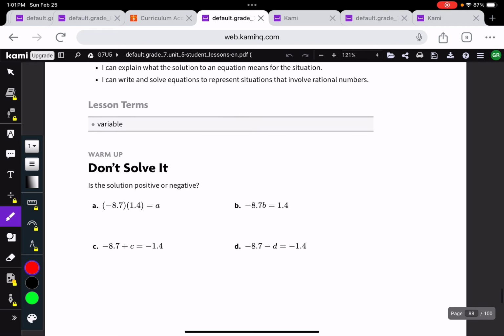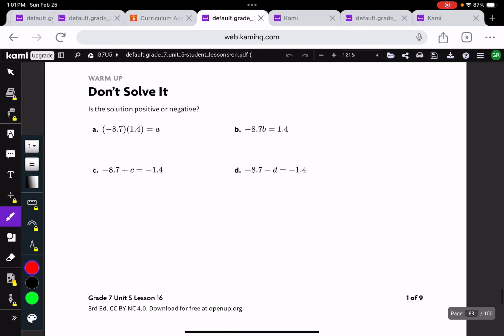So here we go. First off, let's look at this warm-up problem. Is the solution positive or negative? A is pretty straightforward. I see a negative 8.7 times a 1.4. Those two parentheses mean it's a multiplication problem. I see a negative times a positive, so this problem is definitely a negative.